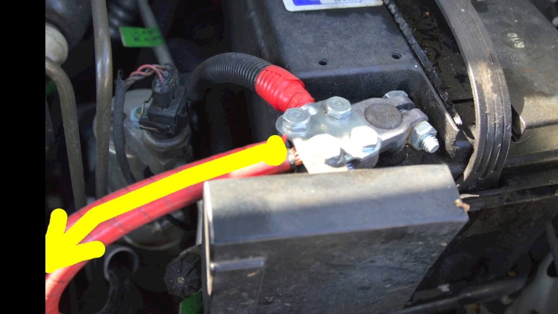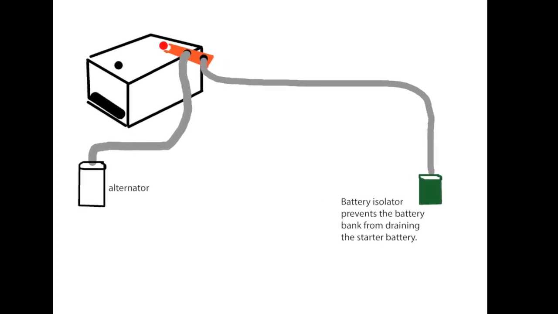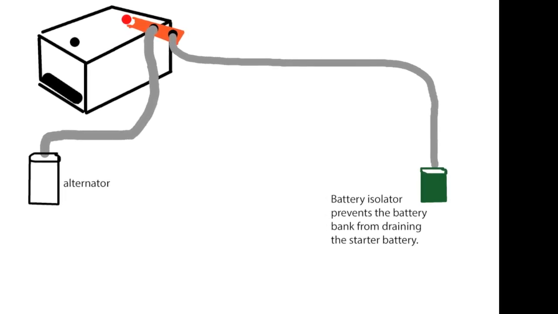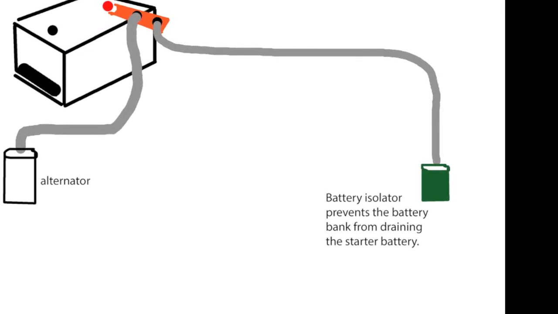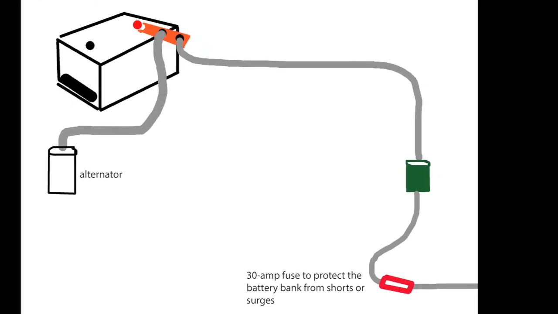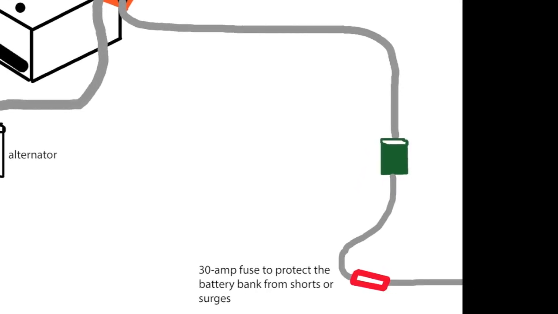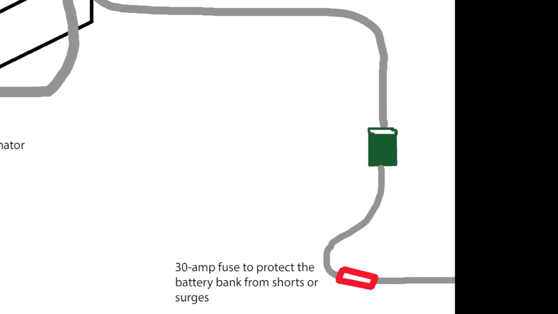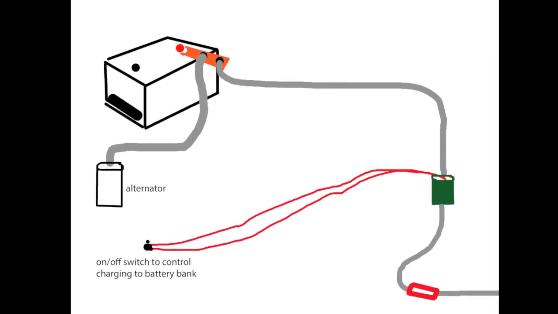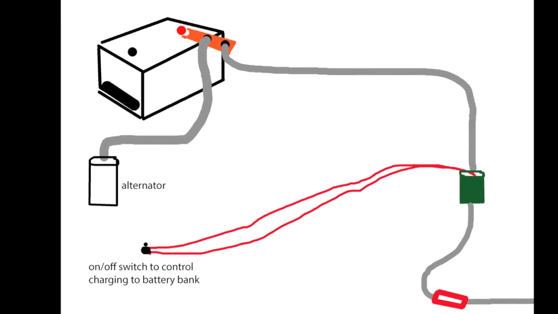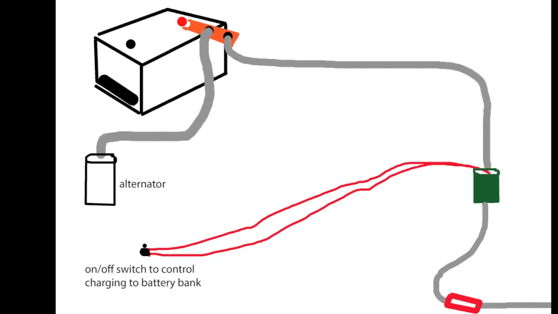Now, when you get back there, you're going to have to install an isolator to separate the battery bank from your starter battery so that one won't drain the other. Also, we need a 30-amp fuse between the battery bank and this line to protect it from surges and shorts and things like that. And finally, we need an on-off switch because we don't want to be powering the battery bank all the time. And this switch will be up there at your dashboard.